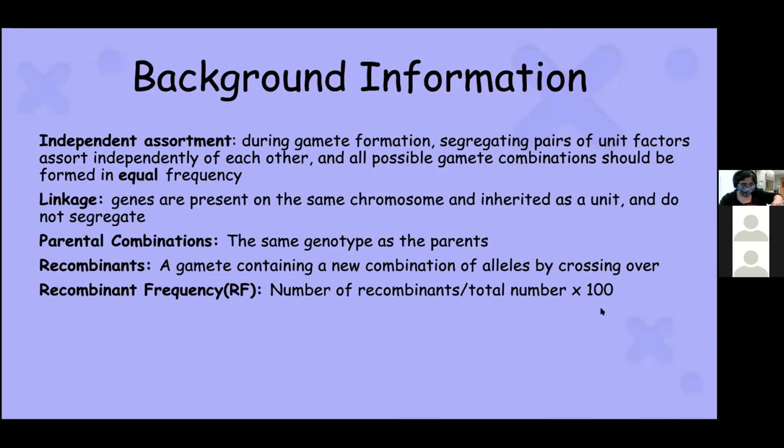So first is the background information, and I put that independent assortment occurs during gamete formation, which is segregating pairs of unit factors which assort independently of each other, and all possible gamete combinations should be formed in equal frequency. Linkage is that genes are present on the same chromosome and inherited as a unit and do not segregate at all. Parental combinations would be the same genotype as the parents. Recombinants are a gamete containing a new combination of alleles by crossing over. And then the formula for recombinant frequency is the number of recombinants over the total number times 100.